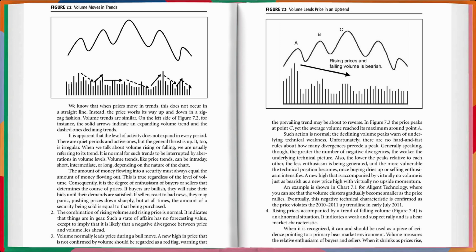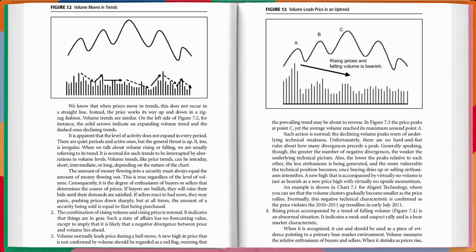Such action is normal. The declining volume peaks warn of underlying technical weakness. Unfortunately, there are no hard and fast rules about how many divergences precede a peak. Generally speaking, though, the greater the number of negative divergences, the weaker the underlying technical picture. Also, the lower the peaks relative to each other, the less enthusiasm is being generated and the more vulnerable the technical position becomes. Once buying dries up or selling enthusiasm intensifies.